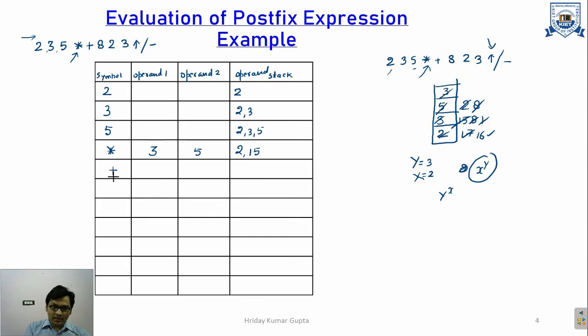Now an operator is coming. I will pop two items from the stack one by one, and now I keep them in these 2 columns, operand 1 and operand 2. Okay. Now addition: 2 plus 15 is equal to 17. Okay. Now next 8 is coming. 8 is scanned, only 8. Now this is not an operator, so I will push it in the stack.